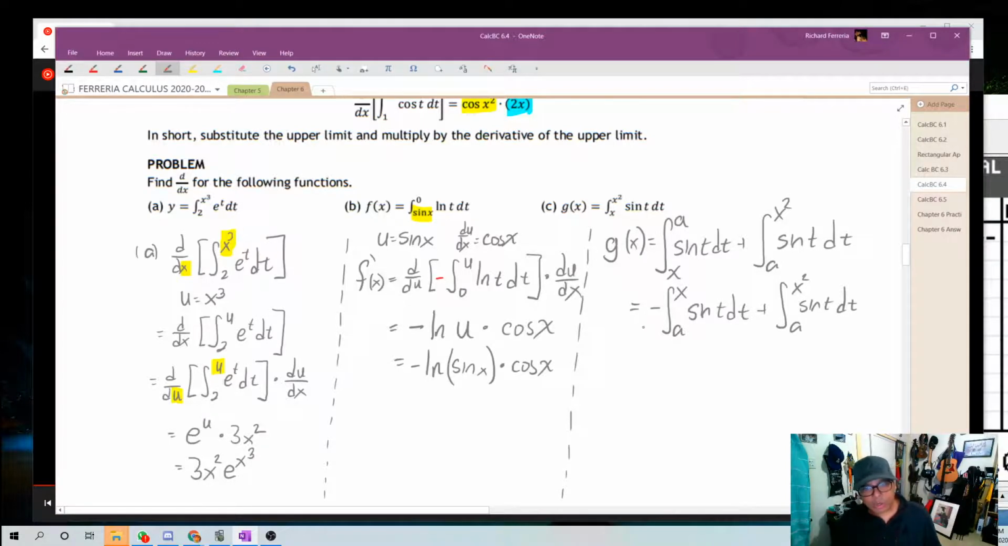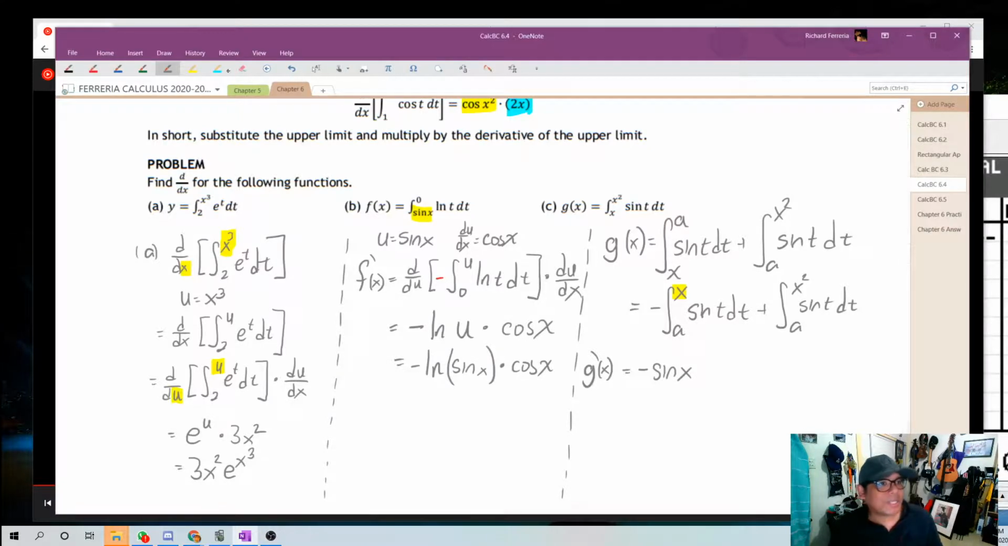And when you know what you're doing, this becomes super fast. Look, upper limit is x, so I don't need to do anything special. I really should say g prime here. G prime of x. That's x, nothing special. So this is negative sine of x.